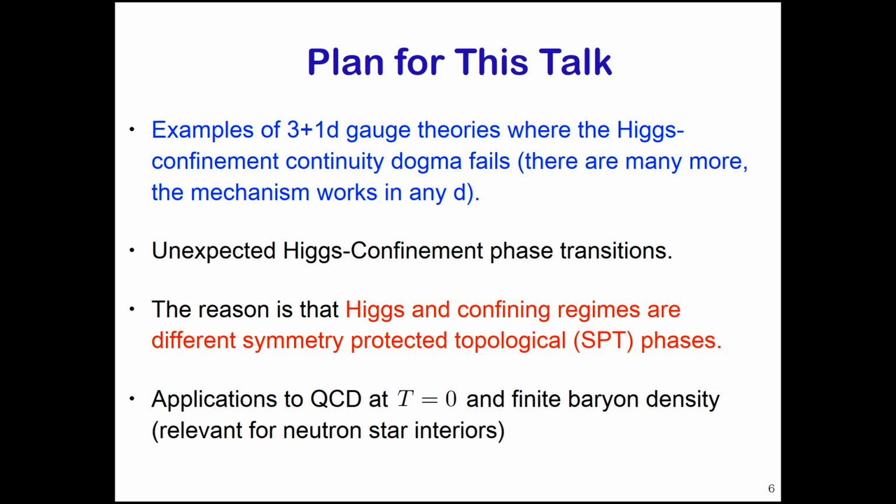And as we'll see, this will lead to unexpected non-Landau type Higgs-confinement transitions. And the underlying mechanism will be that in these examples, the Higgs regime and the confining regime will actually be different symmetry-protected topological phases for some global symmetry. It won't be a one-form symmetry, but there'll be some global symmetry. And in the second half of the talk, I'll discuss some applications to QCD at finite baryon density.